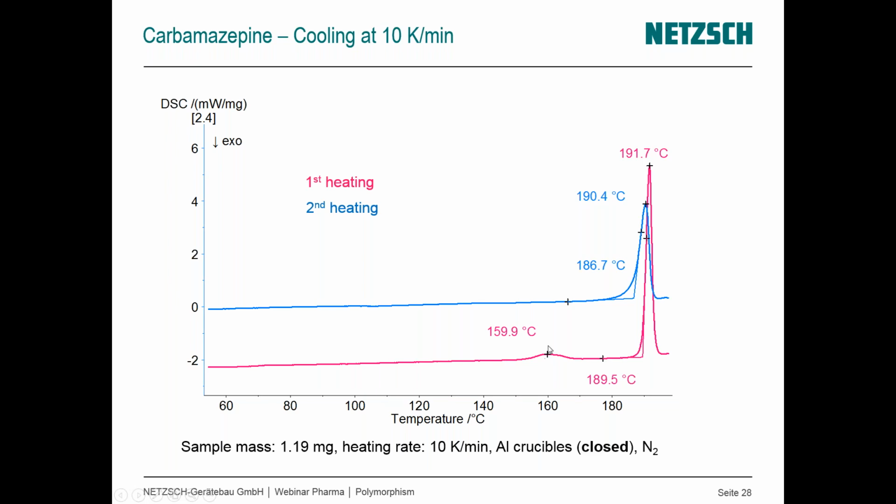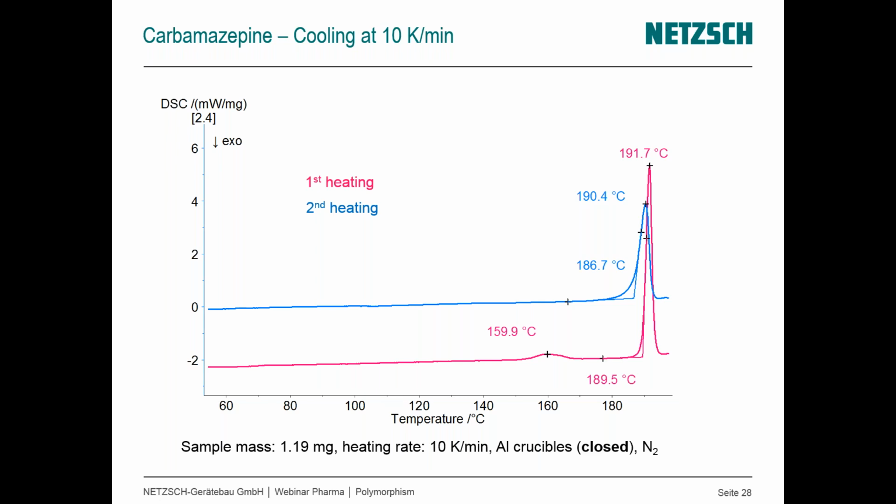If I look at the same material, and instead of cooling with a very fast cooling rate of 40 degrees Kelvin per minute, I heat that same material and I cool at 10 degrees Kelvin per minute, I have a very different situation. So first heating, this is what we saw in the last one. Now I cool down. On my second heating, I no longer have that glass transition. I no longer have an exothermic recrystallization. I simply have that same melting that I saw in the last curve. So what's going on? It's kinetics.